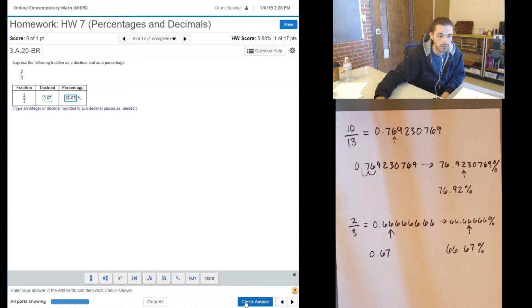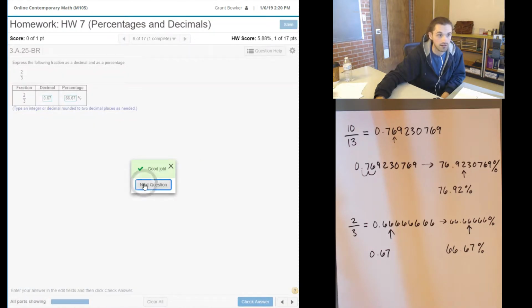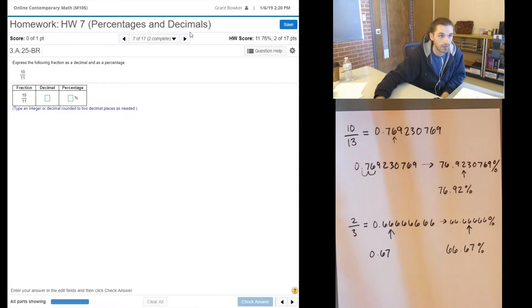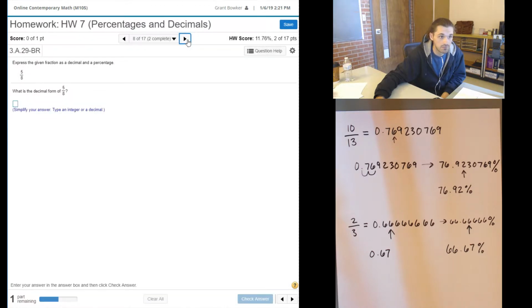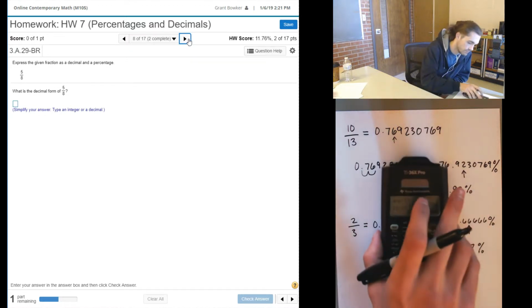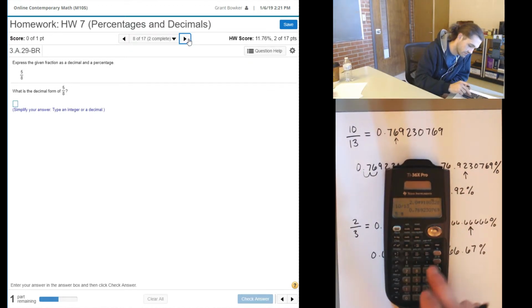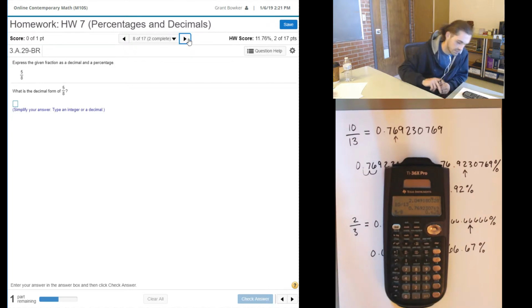All right, moment of truth. Got it. Nice. Similar song and dance on this one. Express the given fraction as a decimal and a percentage. What is the decimal form of 5 over 8? Well, push it to your calculator. 5 divided by 8. 0.625.